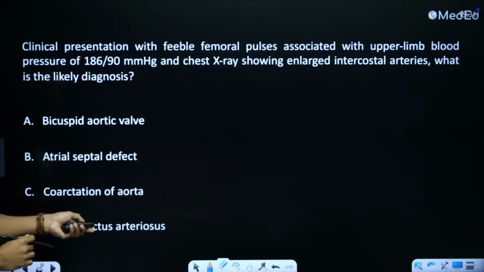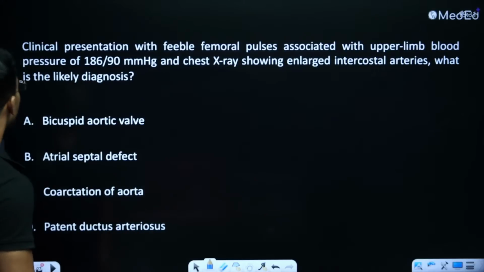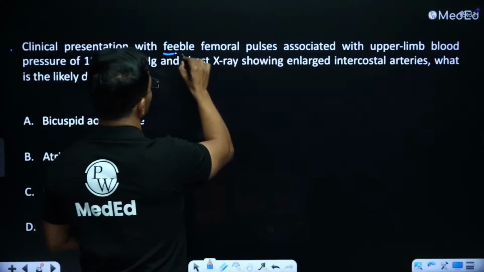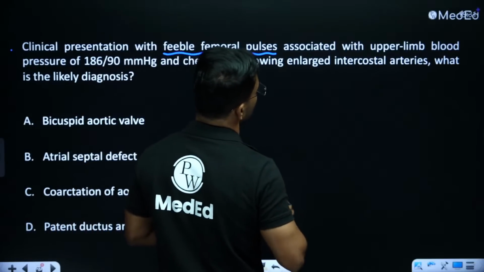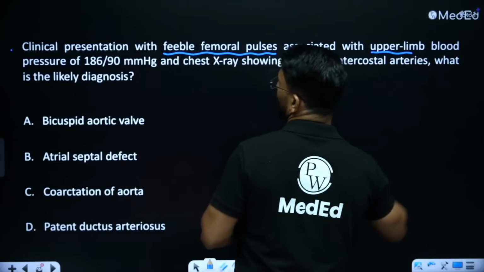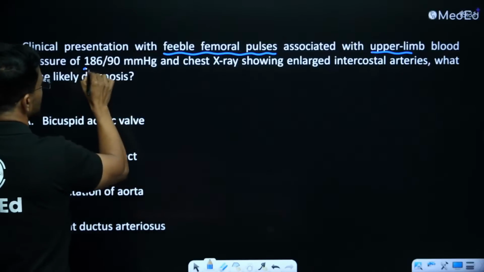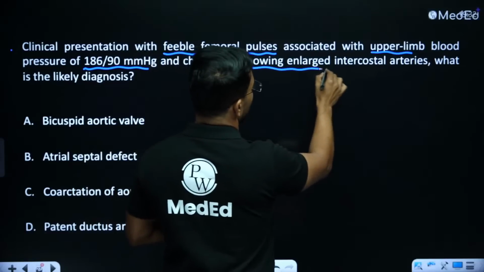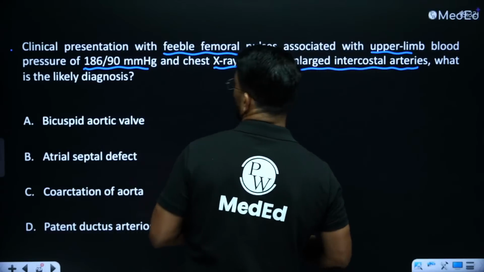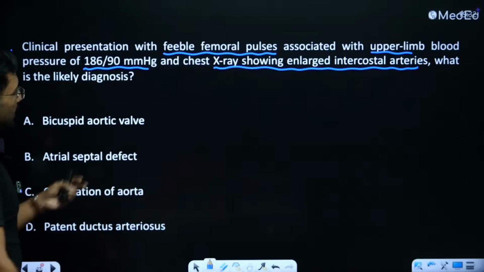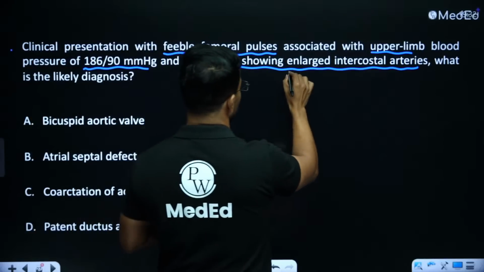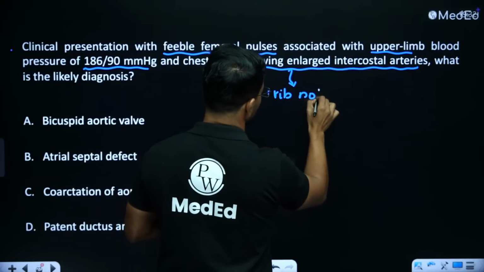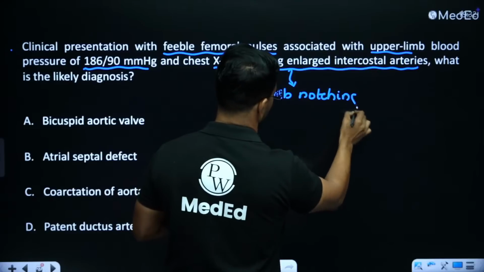Okay, so let's go to the next question now. The clinical presentation with feeble femoral pulses associated with upper limb blood pressure of 186 by 90 millimeters of mercury and chest x-ray showing enlarged intercostal arteries. What is the likely diagnosis? Ideally, the question should not be framed like this. Rather, the chest x-ray may be showing rib notching. Rib notching. What is the diagnosis?